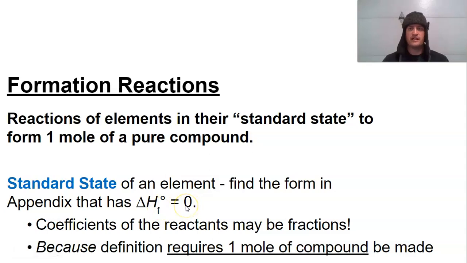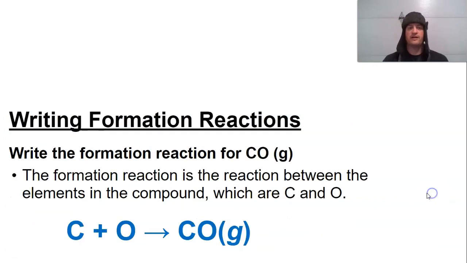So these would be things like metals, often as solids. Many of our gases that we find are diatomic gases, like O2, N2, I2, all those things, in their natural states. Coefficients of those reactions may be fractions, but often not, because the definition requires 1 mole of a compound to be made. Now, the formation reaction is very simplistic.